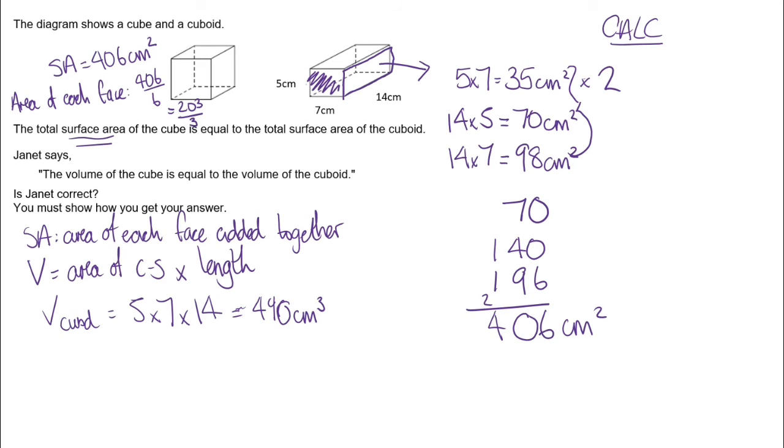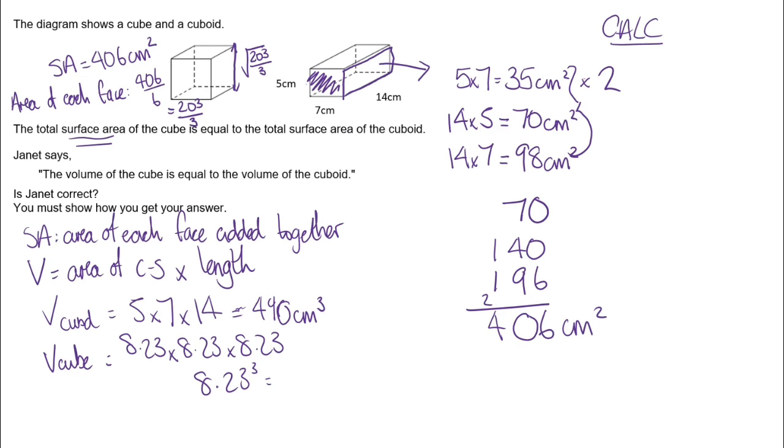Now, I know that the face would be base times height, and they're the same value. So I'm going to work out the length of the base and the height. I'm going to square root 203 over 3. And that gets me 8.23. Okay, so the dimension, the length of that, would be the square root of 203 over 3, which, if you type that into your calculator, becomes 8.23 if we round it to 2 decimal places. So the volume of that cube would be 8.23 multiplied by 8.23 multiplied by 8.23, or 8.23 cubed.